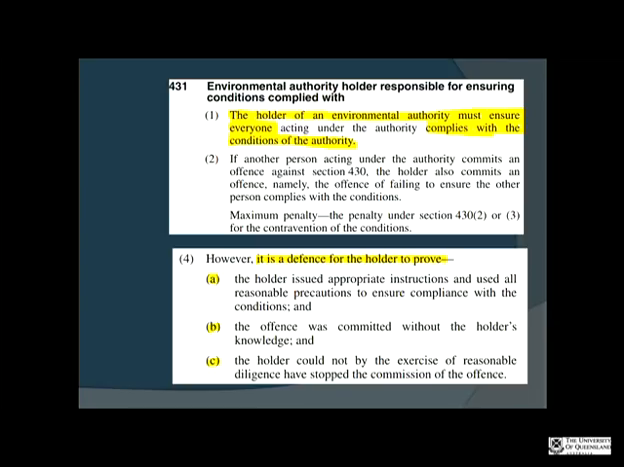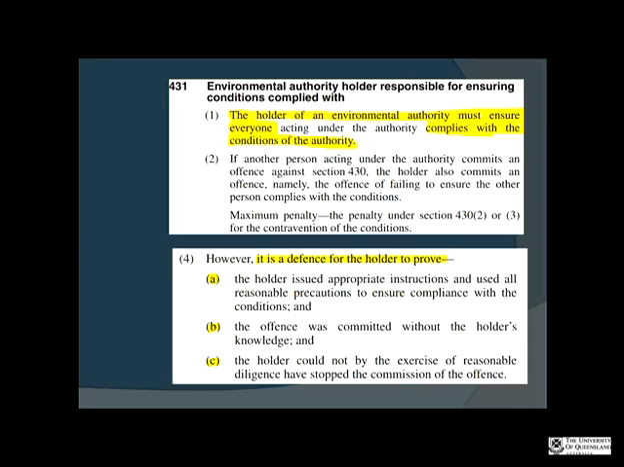So it's a defence to prove, subsection 4, that the holder issued appropriate instructions and used all reasonable precautions to ensure compliance with the conditions. That the offence was committed, seems there's an and there, not an or. So it says the holder issued appropriate instructions and used all reasonable precautions, and the offence was committed without the holder's knowledge, and the holder could not, by the exercise of reasonable diligence, have stopped the commission of the offence.